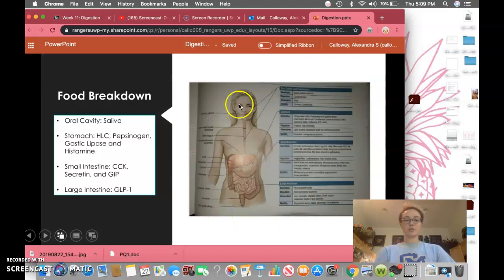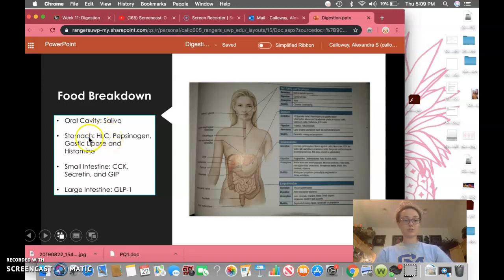So this picture does look a little bit overwhelming, so I will just sum it up for you. We have the oral cavity, which secretes saliva, and there are enzymes in there that, along with the movement of the tongue and the chewing, start the digestive process. And then within the stomach, and I know this says HLC, but it's supposed to be HCl.